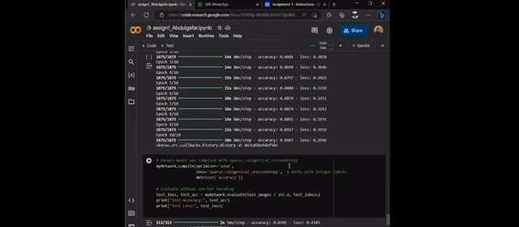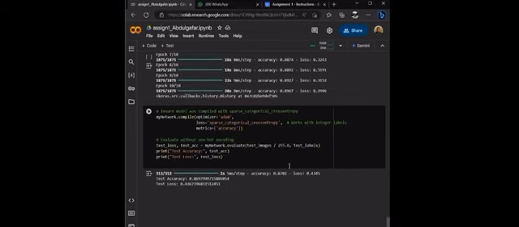And yeah, that is the most. I did some accuracy checks as well for me to see the test accuracy and the test loss. That is everything I did for the assignment.